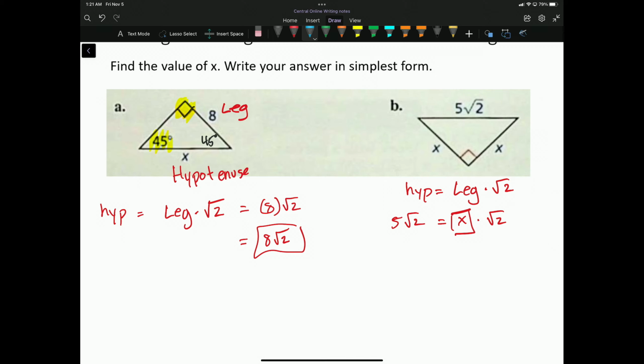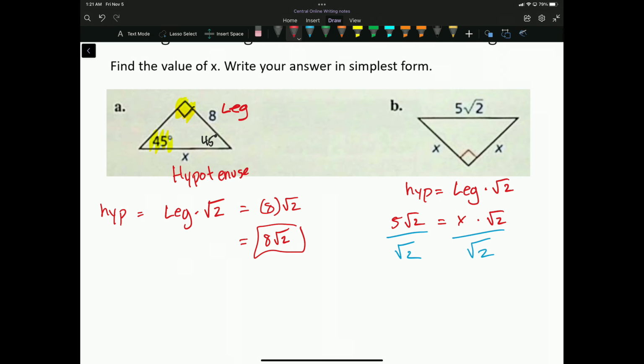So what we need to do to get that x by itself, this is x times the square root of 2, so we're going to divide by the square root of 2. Whenever you do something to one side of the equal sign, we have to do it to the other. So here on the right-hand side, let me erase my box to make it a little easier to see. We have x times the square root of 2.